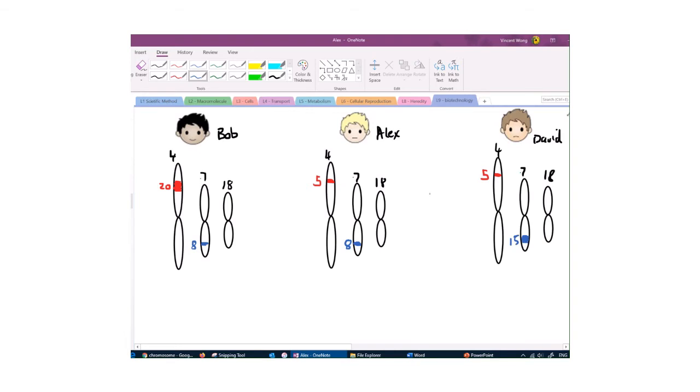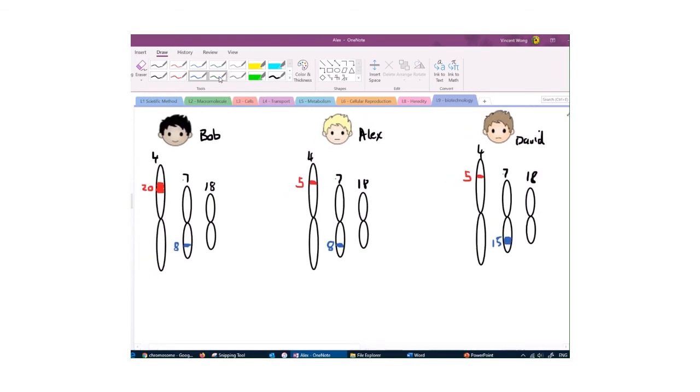15 times. Okay, on the last chromosome, for Bob, there is going to be an STR here, repeated 10 times. So this would be maybe like CAG repeated 10 times. For Alex, it would be the same CAG, but it would be repeated, say, 20 times for him. And for David, it would be repeated, say, 5 times.